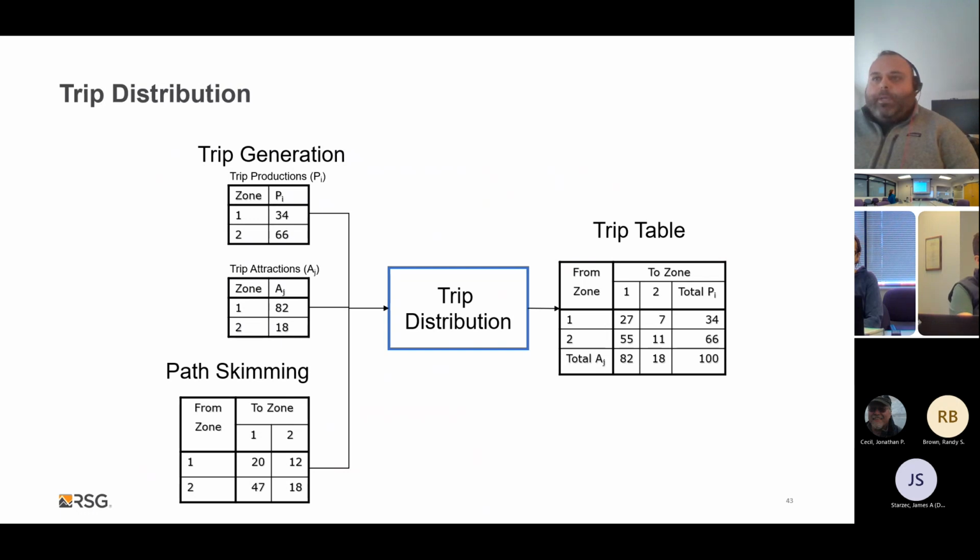So here you can see how we have our trip generation model, or we have our trip productions that are produced, our trip attraction zones. So this is a simple 2-zone model. And then we have path skimming. So here we have the total number of trips produced in zone 1, total number of trips produced in zone 2, and the total number of trips that are attracted in zone 1 and attracted in zone 2. And then we have this path skimming, and this is the travel time from zone 1 to zone 1. That's the intrazonal travel time, or the reflection of the intrazonal travel time, and from zone 1 to zone 2.